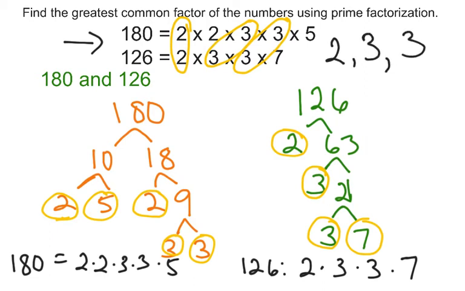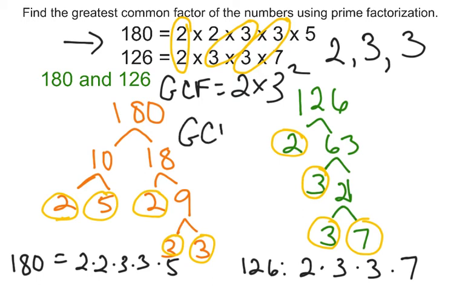So because from the factor trees I can see that I have a 2, a 3, and a 3 in common, the greatest common factor is 2 times 3 times 3, or 2 times 3 squared. 3 times 3 is 9, 2 times 9. The GCF is 18. So my greatest common factor of 180 and 126 is 18.